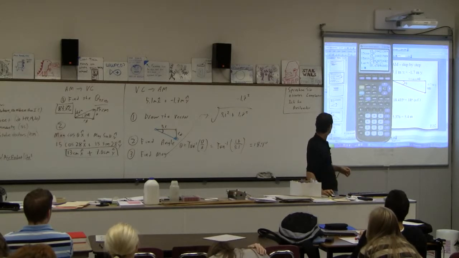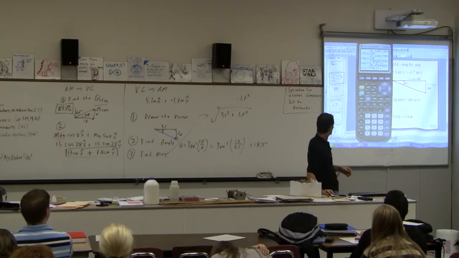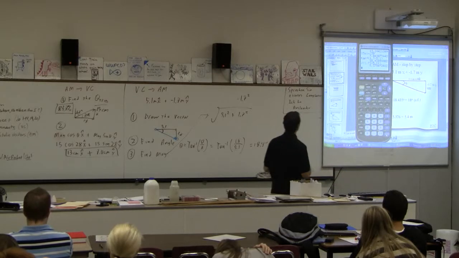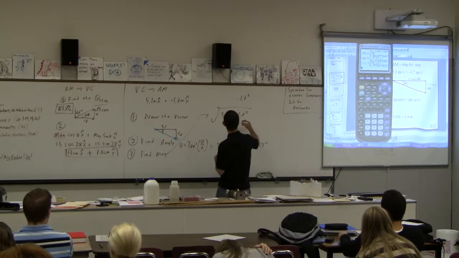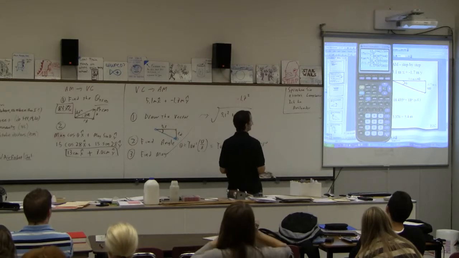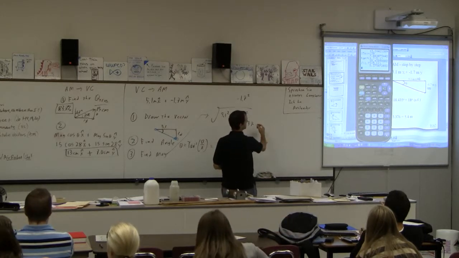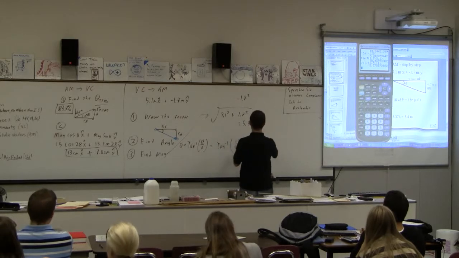Go second square root 1.7 squared plus 5.1 squared. And that's 5.37. Yeah. And I know that we don't have that many sig figs, but that's all right. And these were meters, so we're good.